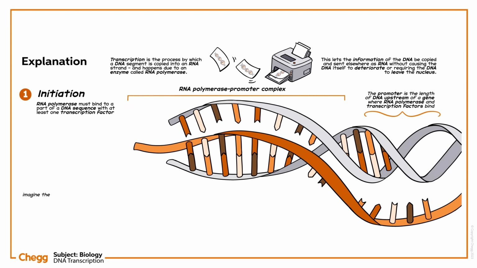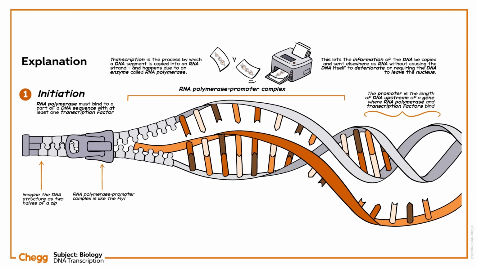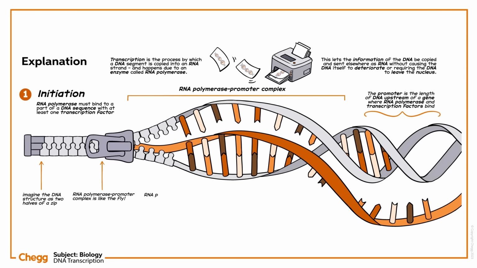If you imagine the DNA structure as two halves of a zipper, the RNA polymerase promoter complex is like the fly. Once there's a good bond, RNA polymerase copies the sequence of DNA into an RNA sequence with the help of the enzyme helicase that opens up the wound DNA strands.